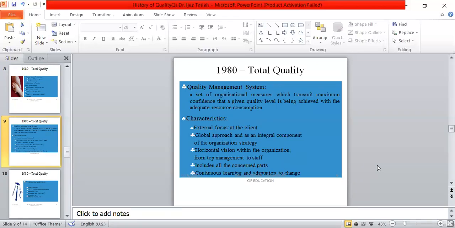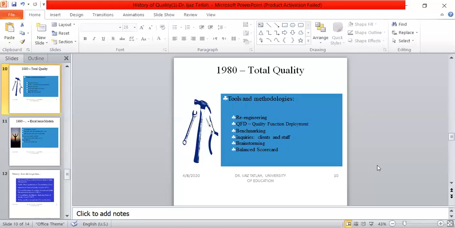It's very interesting when I say the horizontal vision. Growth is always vertical, not horizontal, but the vision is penetrated and contributed with the peers. So with the same vision, all of the members of any organization put their efforts into practice and achieve the goal. It includes all the concerned parts, continuous learning and adaptation to change as per the need of the client. Continuous change is continuous learning, and change is a component of this organization. Such organizations are known as learning organizations.